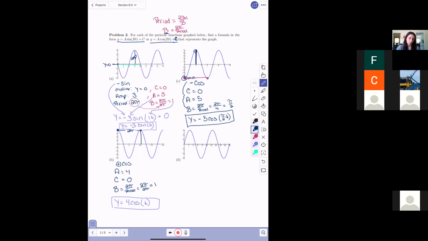Okay, there's no questions. We will move on. This last graph here, graph D, is it positive or negative cosine or sine? Positive sine. Good, it's positive sine.